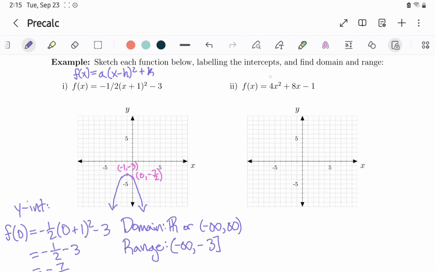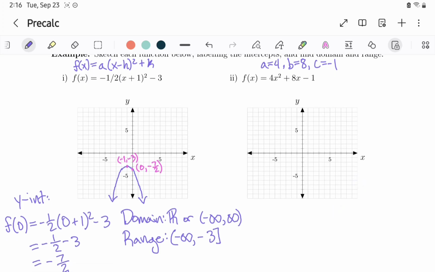So this is going to be a is equal to 4, b is equal to 8, and we don't really need this for the formula for the vertex, but let's go ahead and mention that c is equal to -1. So those are just the coefficients for our quadratic in general form here, 4, 8, and -1.